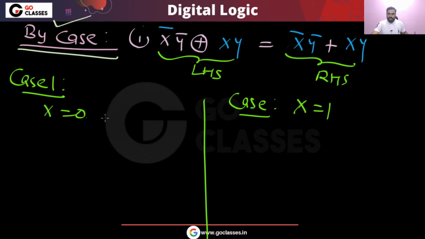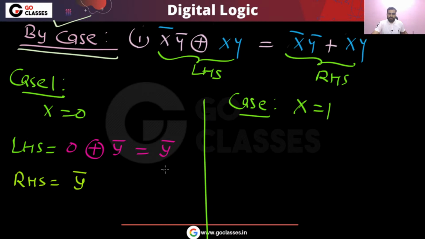Only two cases are possible: x equal to 0, and x equal to 1. In the case x equal to 0, what will be the LHS? Because x equal to 0, this will be 0 exclusive OR y bar, and that will be y bar. What is the RHS? Because x equal to 0, the RHS is also y bar.